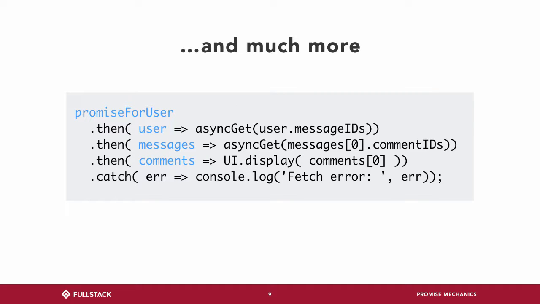The thing that really makes things interesting is this idea of chaining. One of the things that we've seen is that we could get a promise for a user, we'll then get a user, and then we'll get messages with the user's message IDs, and then we'll get comment IDs from this first message, and then we can display the first comment, or if there's an error, we can do something else. But the whole idea here is something that we've seen before: if you don't have promises, you end up having this nested callback because we want to do one thing before the other. And promises allow us to get away from nesting and do things in a linear way.